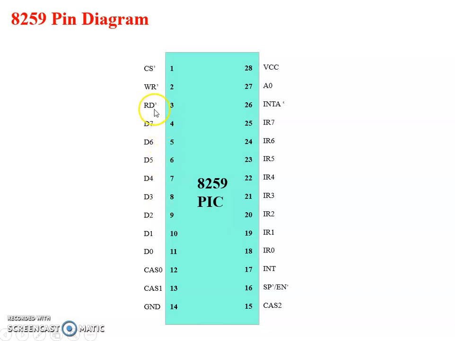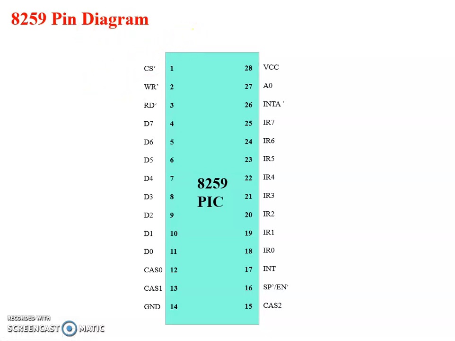Then RD bar means read bar signal. It is an active low read control signal. Next is WR bar, which means write bar. It is an active low write control signal.